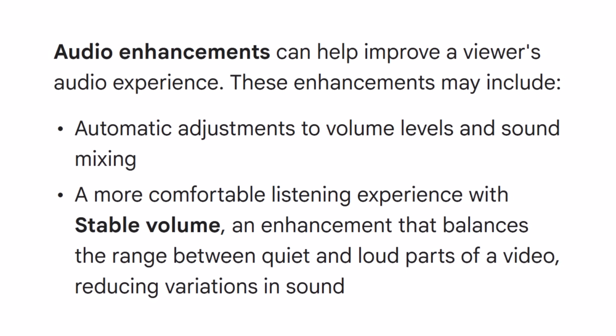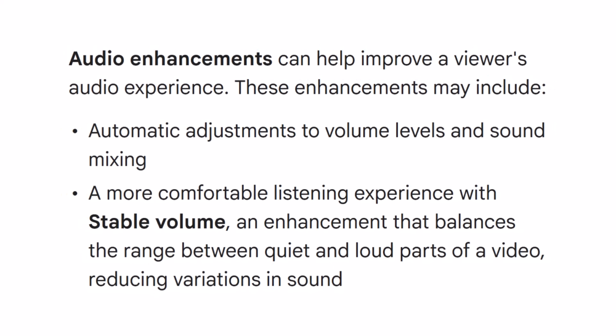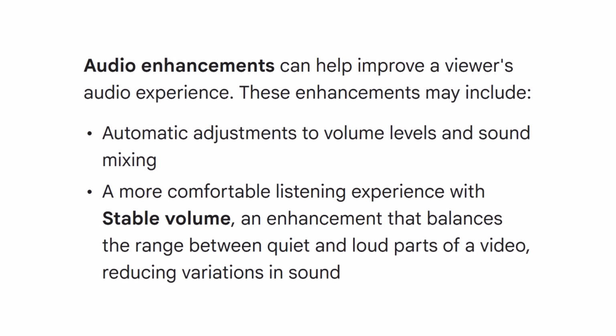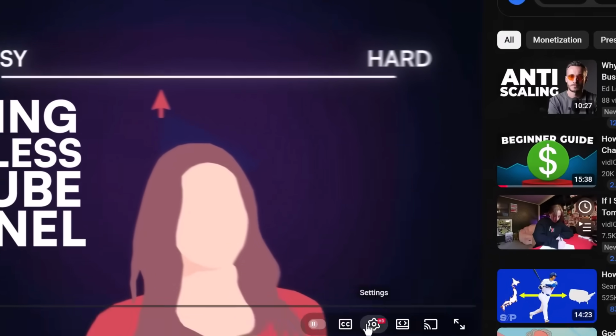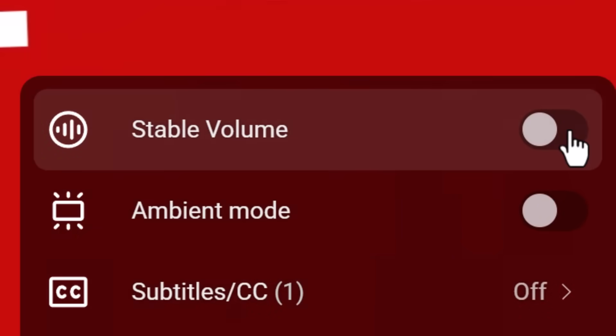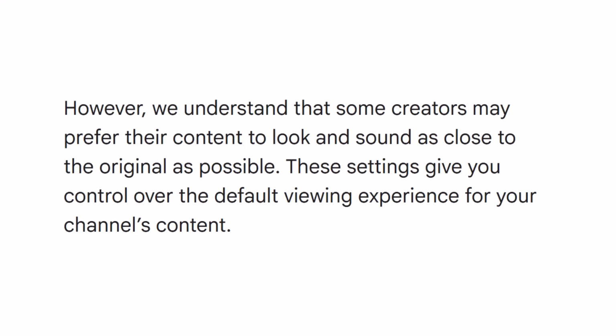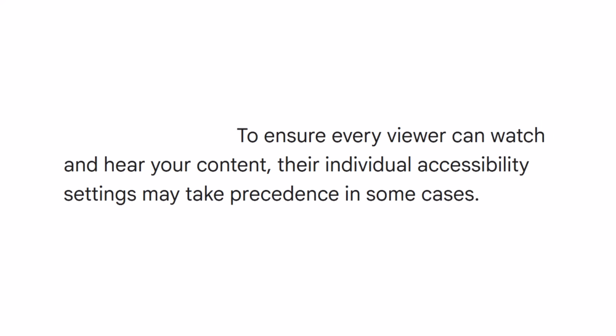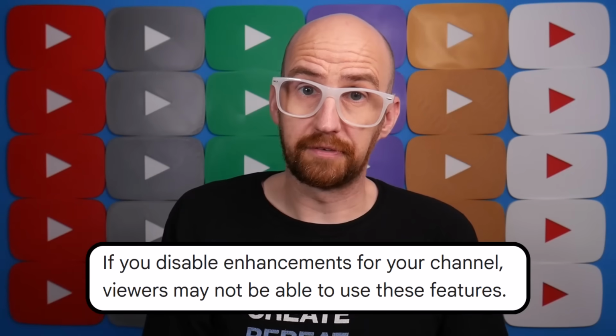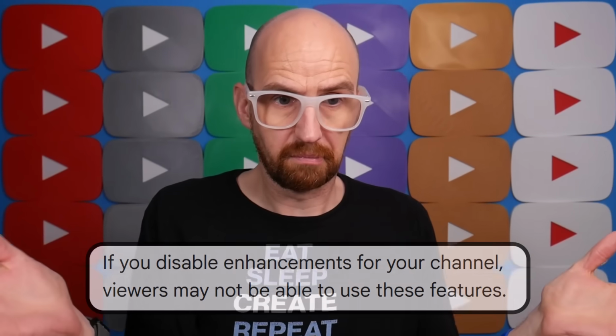The audio enhancements seem to center mostly around volume levels and sound mixing. There is a toggle called stable volume that will balance the quiet and loud parts of videos, although I thought that feature had been around for quite a while now. You know, the more and more I look into this update, the more and more it feels like a set of contradictions of itself. On the one hand, it says that YouTube recognizes that creators will want a certain element of control over these enhancement features. But then on the other hand, it says that the accessibility features of a viewer may override what the creator set. But if you disable enhancements, then some features won't be available to viewers.